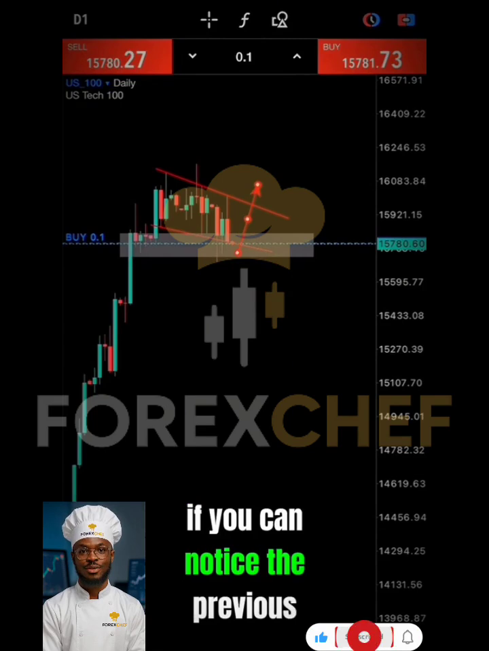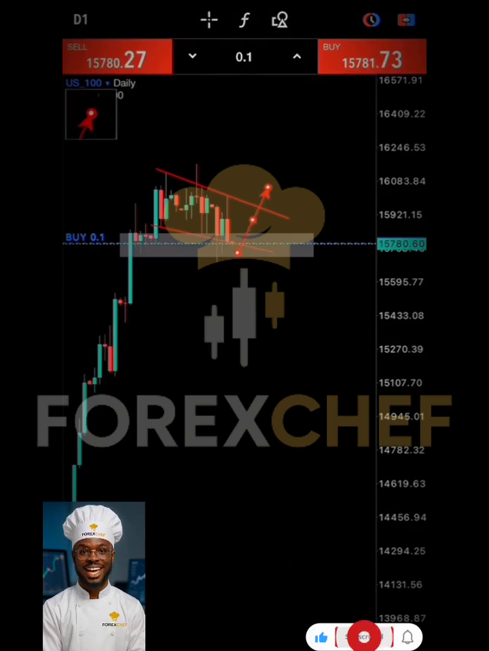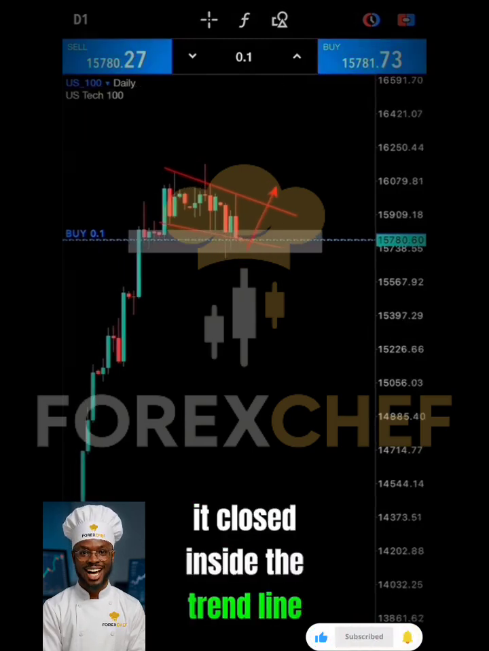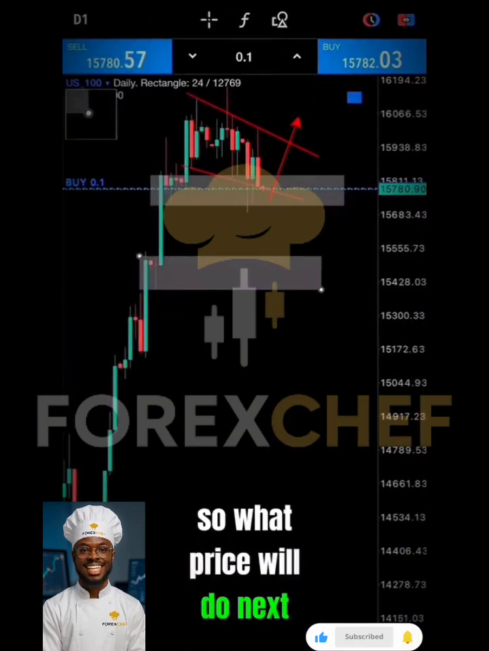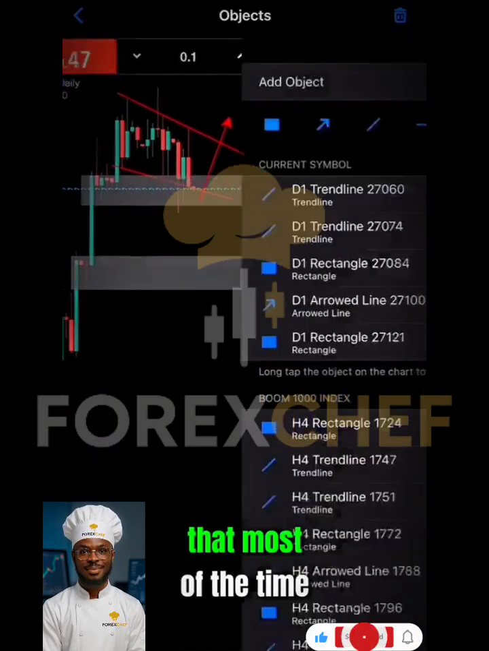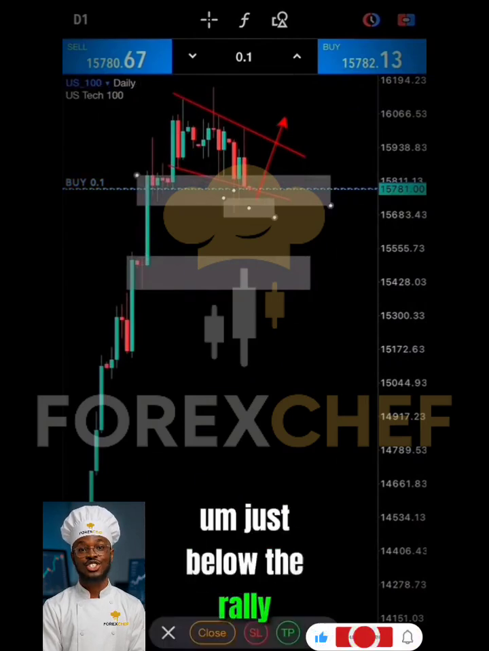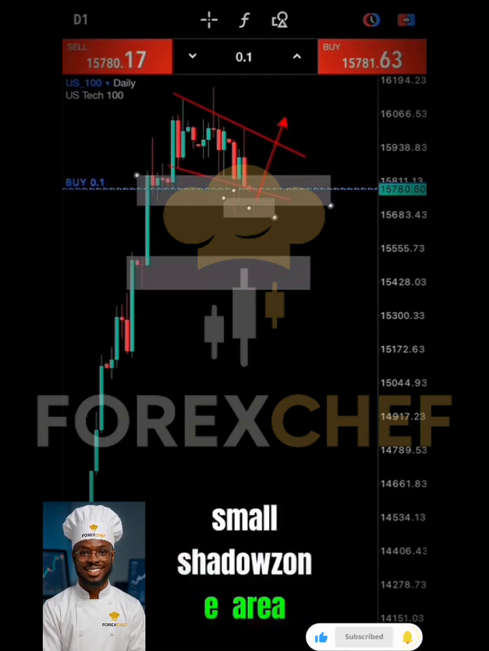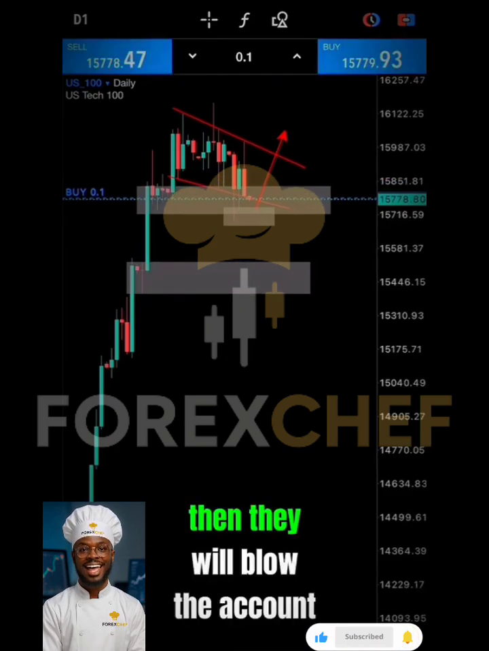If you notice the previous candle, the green one there, it closed inside the trend line, which means there's bullish power. So what price will do next, for the early buyers, is that most of the time it tries to go down just below the rally base rally there, where I put a small shadow zone area, so that those who bought too early and used a lot of position will blow their account.